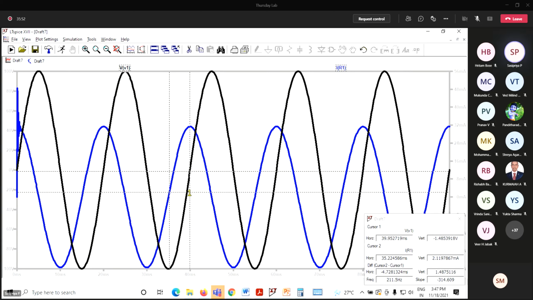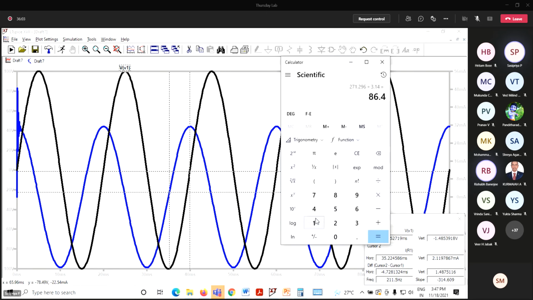Now the time difference that I am getting is 4.7 milliseconds only. Again, I am getting the same value, 4.7 milliseconds only. Yeah, ma'am, you're right. I had previously aligned both the curves with 0 volt. That's why I got 6. Okay, even the current I had aligned with 0 volt.